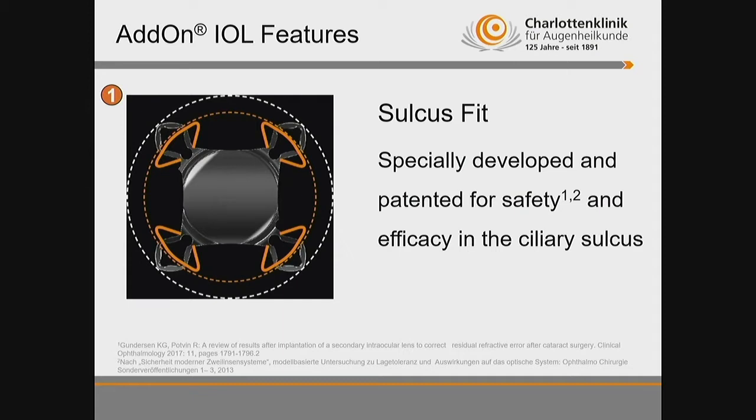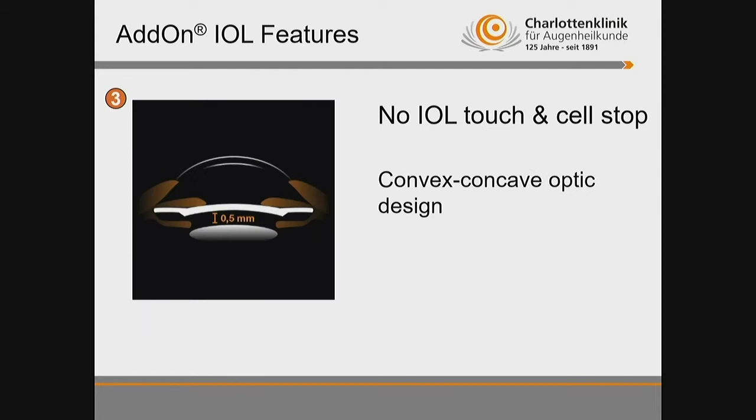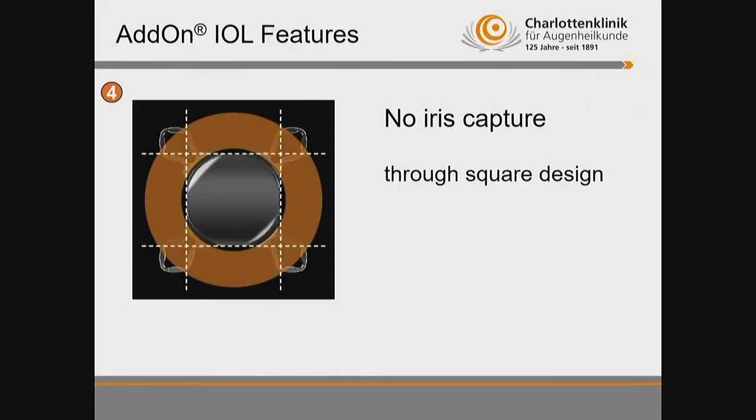There are other features worth to be mentioned. These 4 haptics make a perfect sulcus fit. So all the anatomical features we cannot see make it possible that the haptics adapt perfectly to these anatomical structures, allowing the IOL to center perfectly. It also has a very high rotation stability because those 4 haptics not only perfectly fit in the sulcus, but keep the IOL very stable. It's totally avoidable that both optics inside the capsular bag and in the sulcus have any kind of contact towards each other, which means that there are no pseudomembranes or cells which can be grown inside this intermediate space between both optics. And last not least, the square edge design of the IOL makes it impossible to create any kind of iris capture.